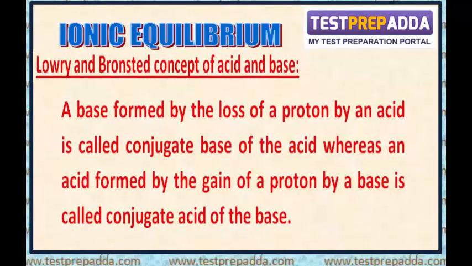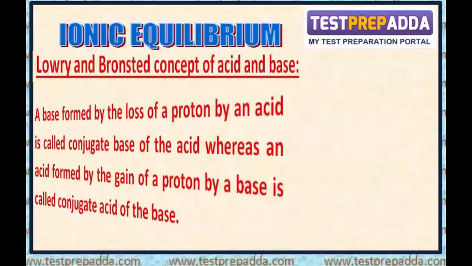A base formed by the loss of a proton by an acid is called the conjugate base of the acid, whereas an acid formed by gain of a proton by the base is called the conjugate acid of the base.